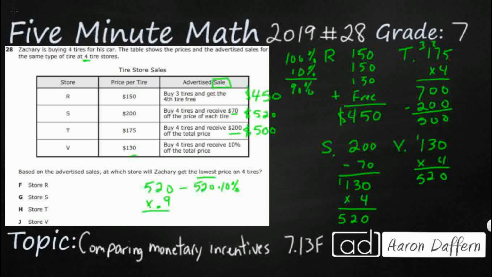It'll be a little bit smaller. 520 times 0.9 gives us 468. Put a decimal right there: $468. Our best price is still store R.